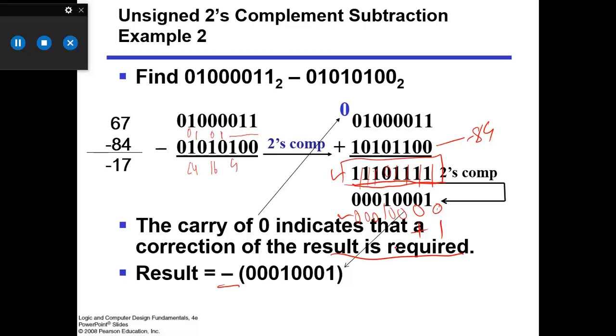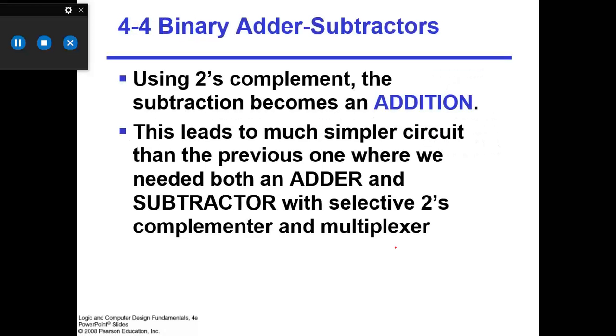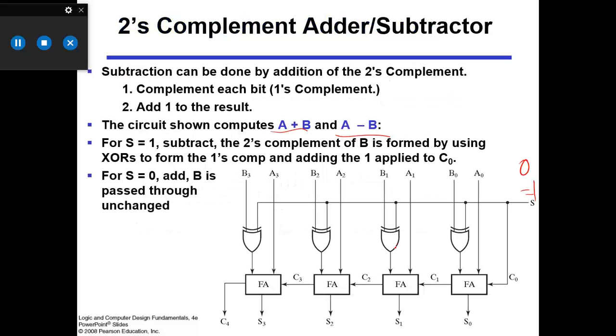It is very important that you understand unsigned 2's complement subtraction, and then exercise this. There is no shortcut to exercise. Using 2's complement, the subtraction becomes an addition. This leads to a much simpler circuit, as we have seen previously, and addition is more doable.